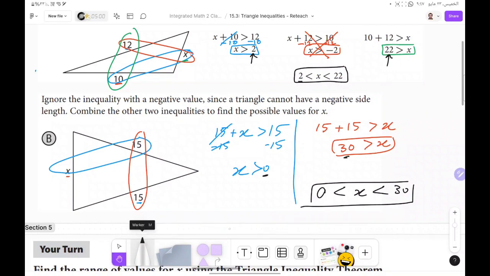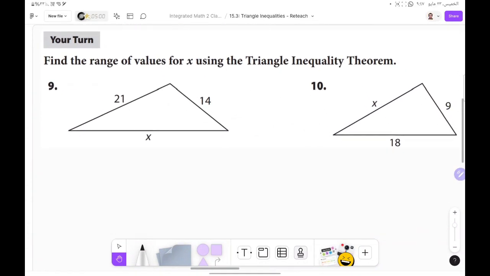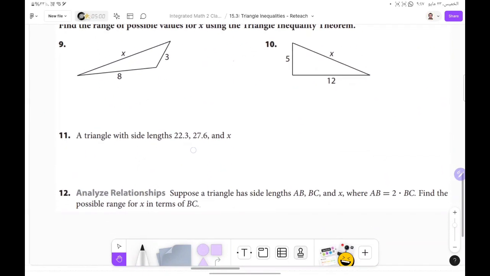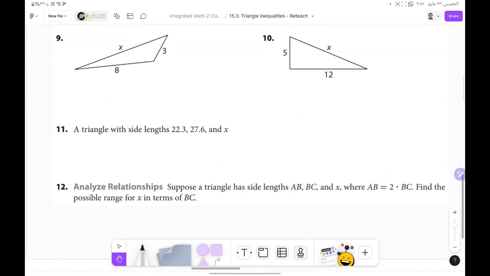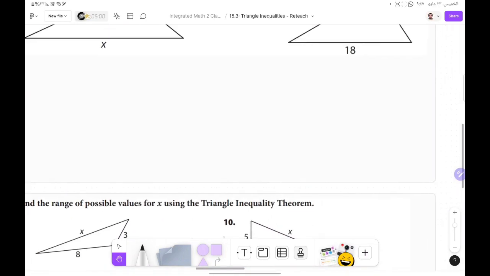If you have any question about this, please ask me. Try to solve these two questions by yourself. Also try to solve these questions by yourself. Okay? If you have any question, please ask me.